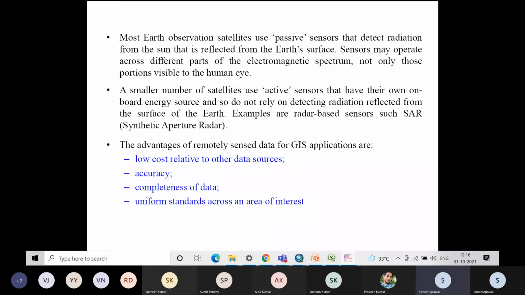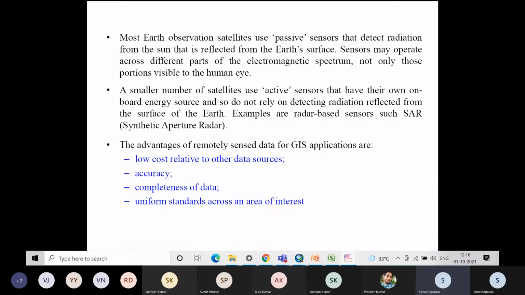So if you see the advantages which are listed over here, low cost relative to other data sources. Their accuracy is quite high. Completeness of data. Completeness of data means that if you take an aerial photograph, it will be a very small portion on which the remote sensing can be done, on which the data could get captured. But when we have a satellite image, in that case, the whole Earth could get captured. That's why they are saying the completeness of the data set.